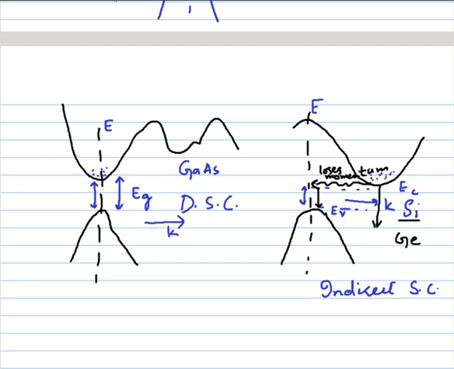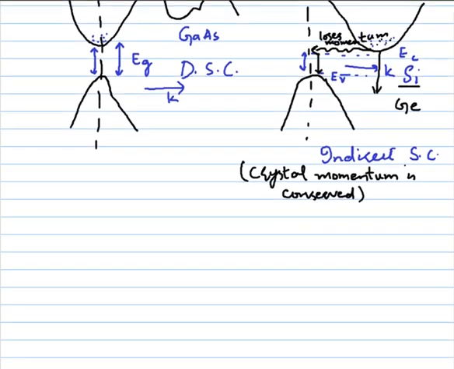This occurs so that the crystal momentum is conserved. That is the law of conservation of momentum. Alright, so these are the direct and the indirect. So your band shapes are also responsible for classifying semiconductors into direct and indirect semiconductors.